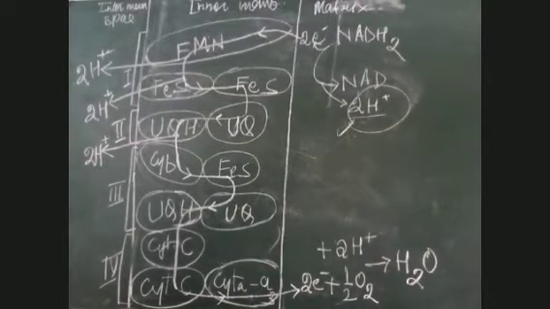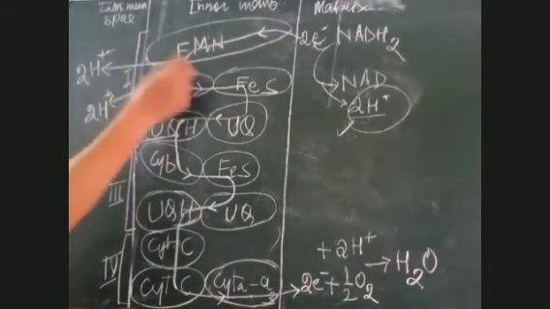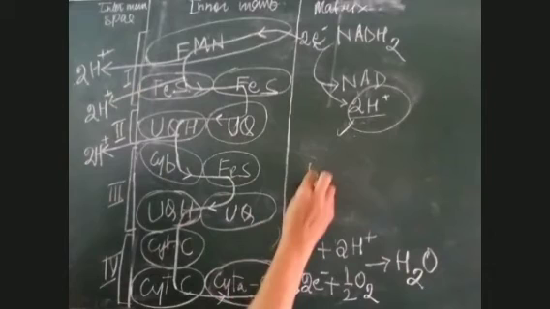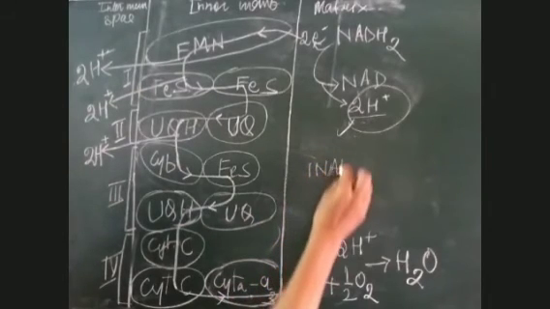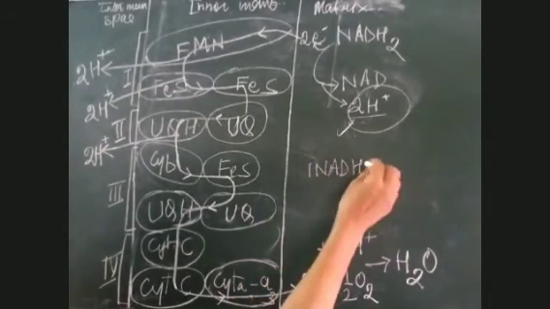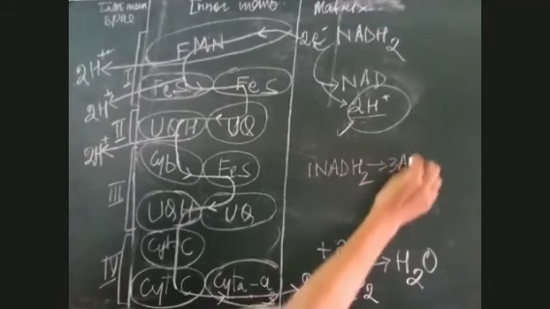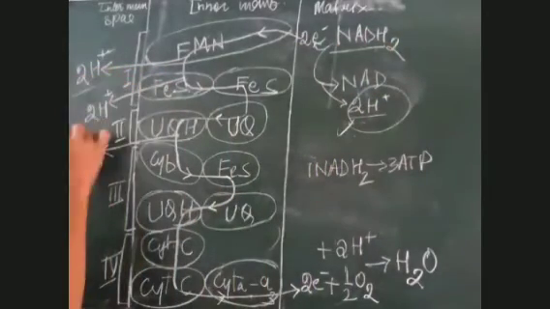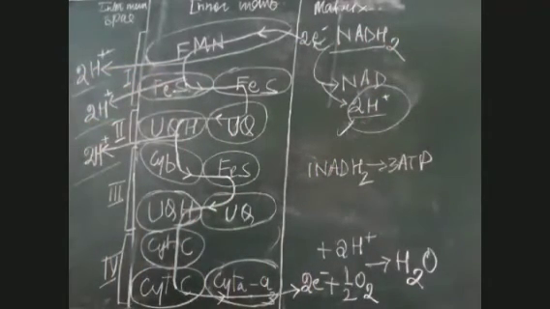See, now here, when the protons enter the intermembrane space, this signifies the release of energy, and we say that one NADH2 on lysis or breakdown forms 3 ATP. This is what I told you, that one NADH2 on breakdown gives you 3 ATPs. See, one NADH2 here has given 3 protons. So this is because of breakdown.